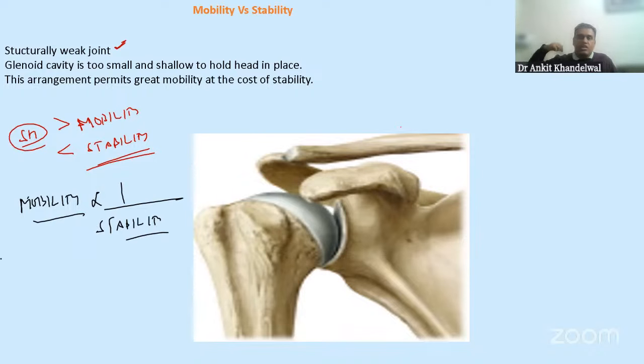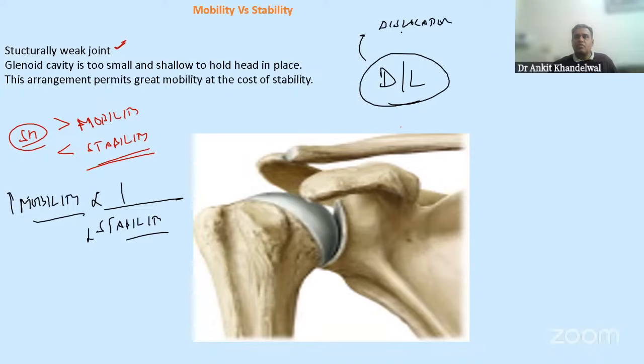If you see the shoulder joint, it is very mobile. Even a very obese person can do circumduction like this. But only a very fit person can move the lower limb like this, because the hip joint is much more stable than mobile. And the shoulder joint has more mobility and less stability, simple as that. As it has more mobility, it is more prone to dislocation.